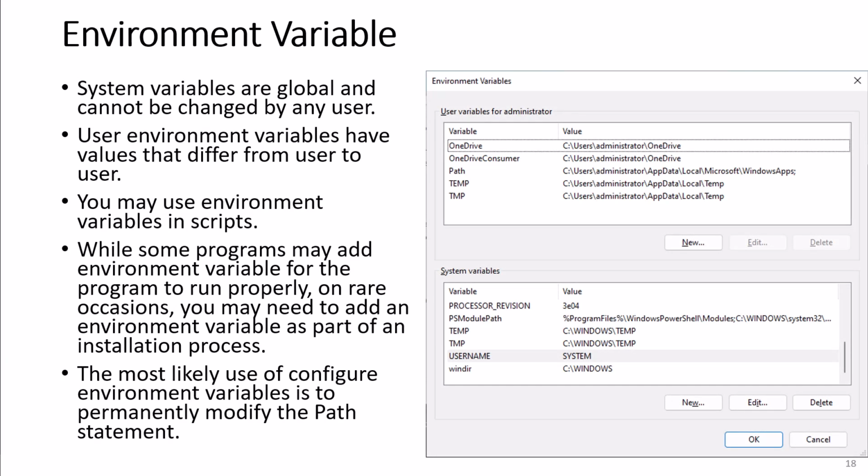System variables are global and cannot be changed by any user. User environment variables have values that differ from user to user. You may use environment variables in scripts. While some programs may add environment variables for the program to run properly, on rare occasions you may need to add an environment variable as part of an installation process. The most likely use of a configured environment variable is to permanently modify the path statement.